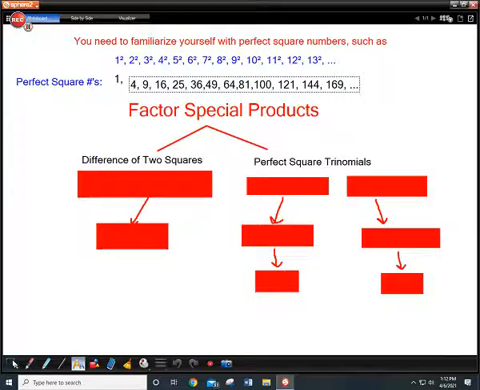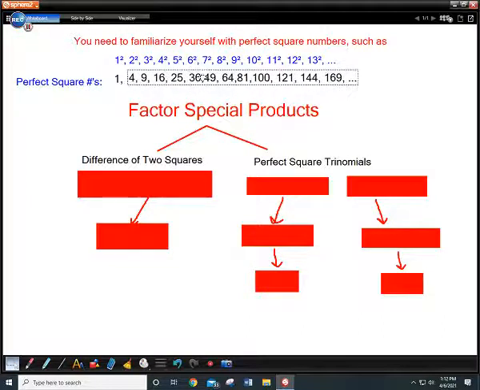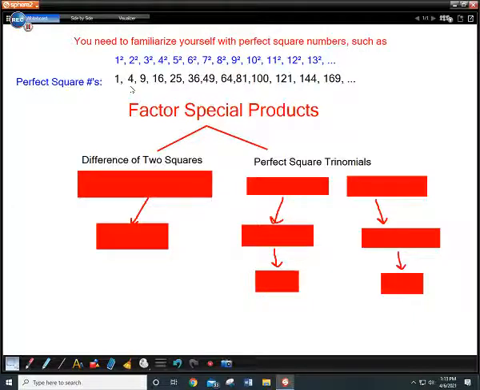Okay, so let's see if I can line those up a little bit better here. When I say what are your perfect square numbers, these are the numbers that I want you to be able to recognize. They'll make your life a lot easier if you see a 4 and you can think, oh, that was the 2 squared. So I might ask you, what number did we square to get the 4? That's 2. What number did we square to get the 36? 6.